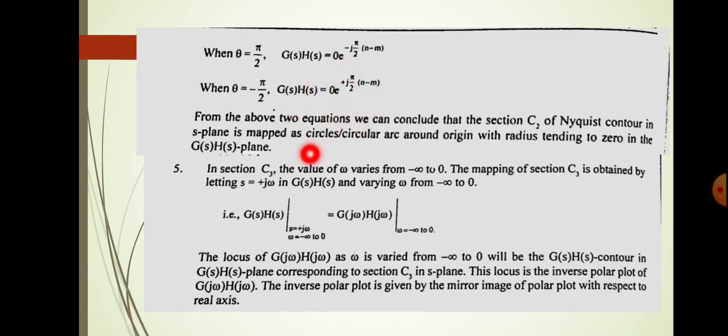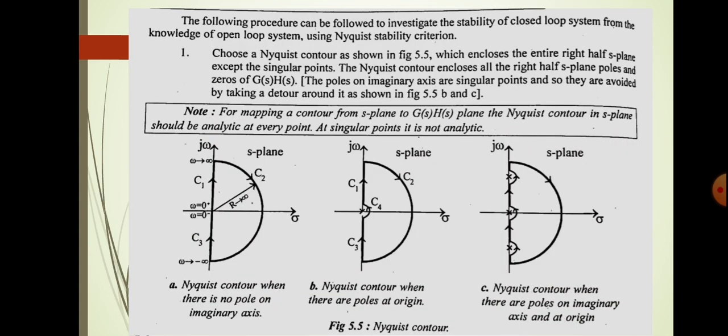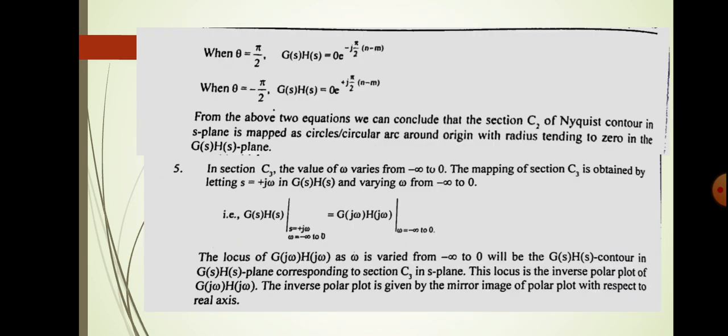So these are the two equations, and from them we can conclude that the section C2 of the Nyquist contour in the s-plane is mapped as a circle or circular arc around the origin with radius tending to 0 in the G(s)H(s) plane. Actually, this C2 portion is a circle of infinite radius and its argument varies from plus pi by 2 to minus pi by 2 in the s-plane. When we map this contour into the G(s)H(s) plane, we will get a contour.